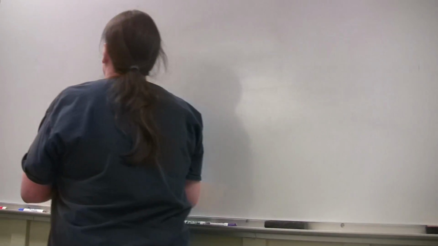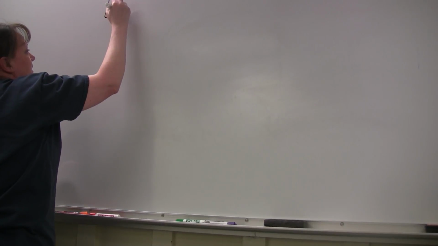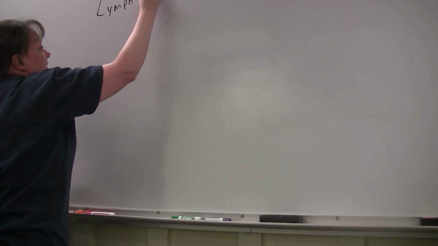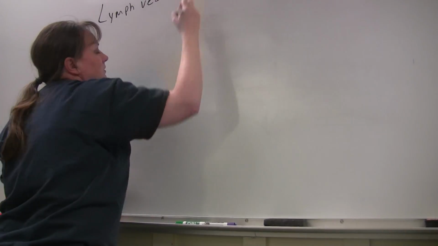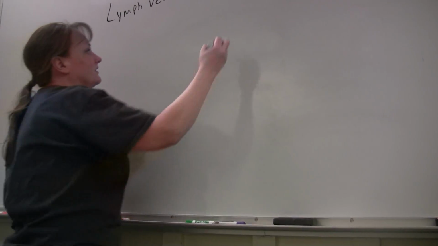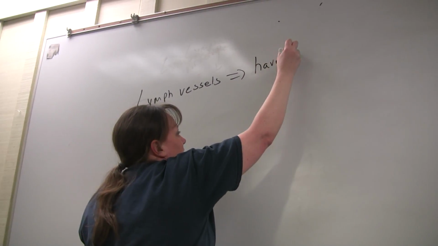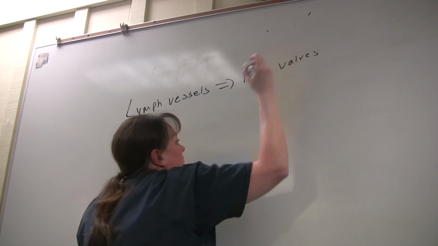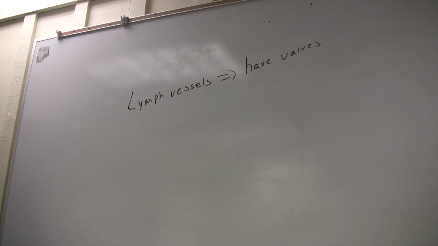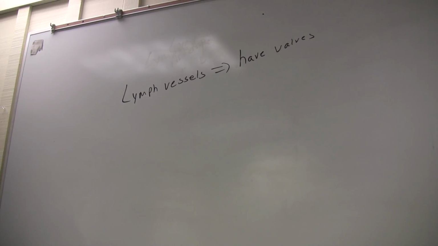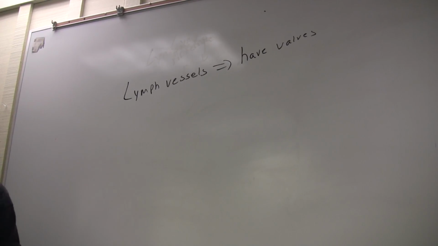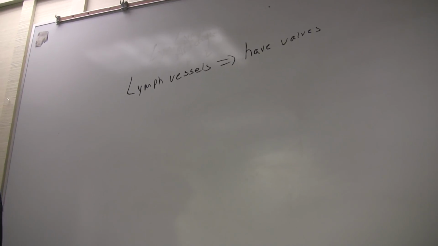So lymphatic vessels are similar to veins because they have something to prevent the backflow of lymph. Valves. Yeah, valves. Just like veins have valves, so do lymphatic vessels. That's question one. That's not too bad.